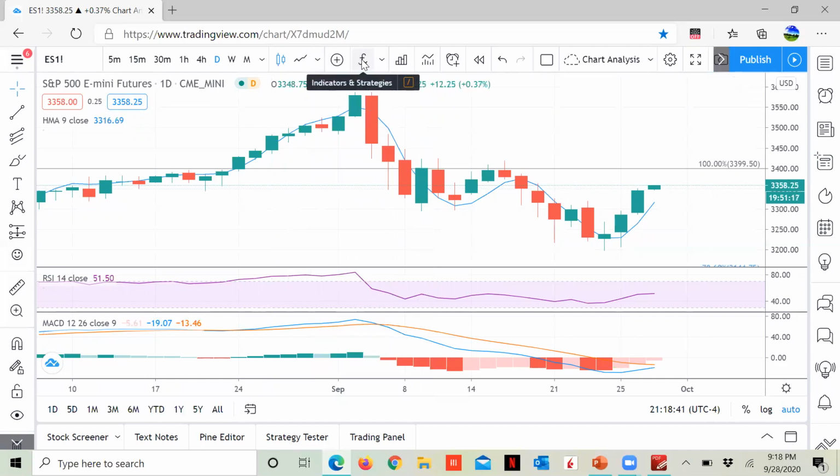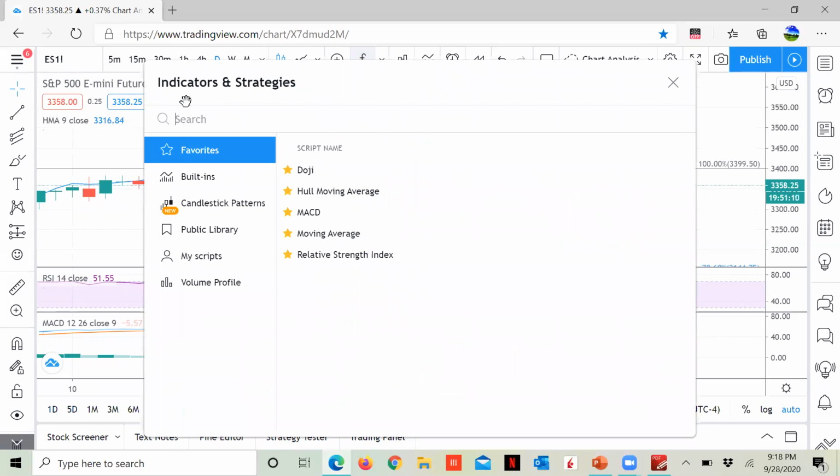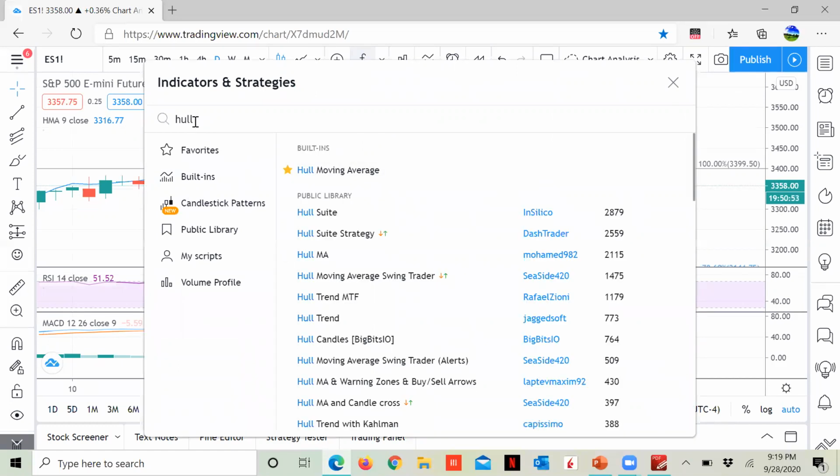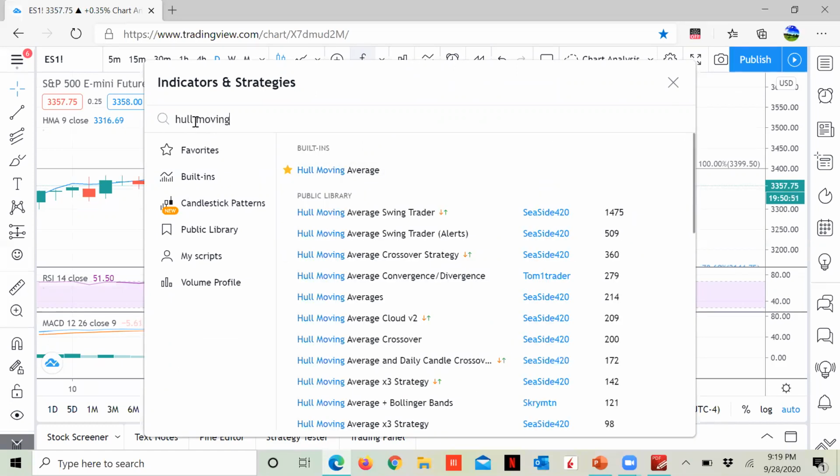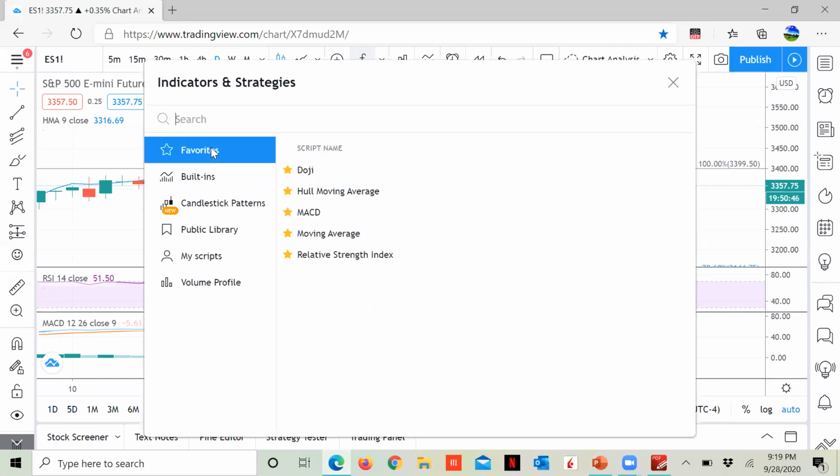And when it comes to the indicators, you click on this FX here, and that's when it pulls up the indicators and strategies. Again, I clicked on the star to make these my favorites. Generally, I stick to these. So if you're just starting out, then you just enter Hull moving average. You get it, you click on the star, that's how it becomes a favorite. If you click on favorites, then that's how it shows up here.